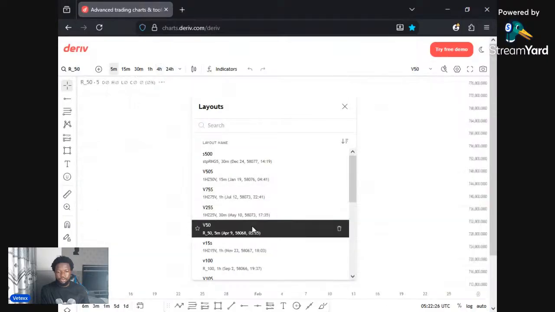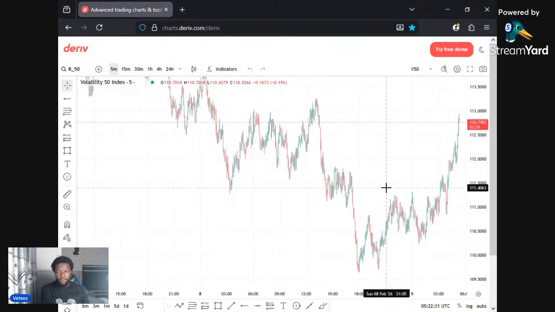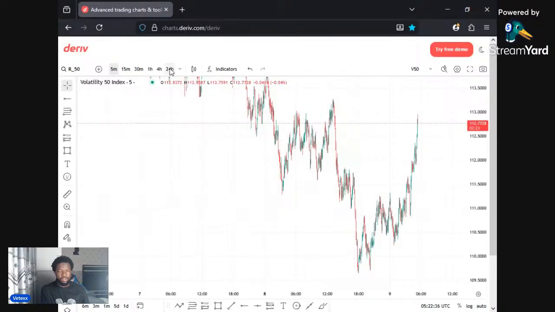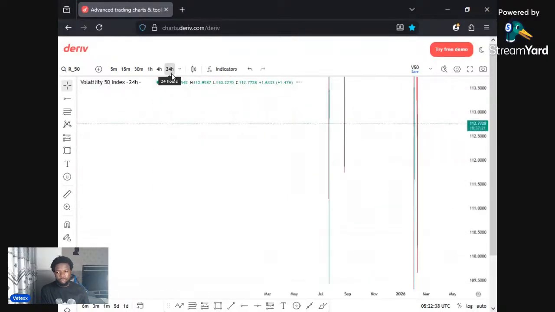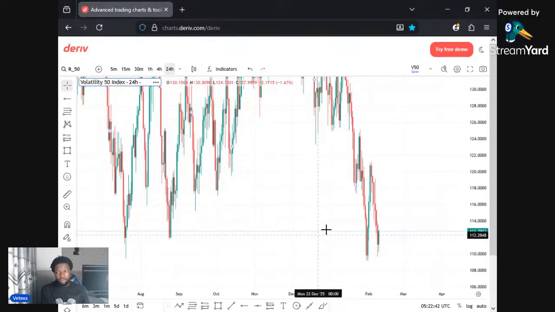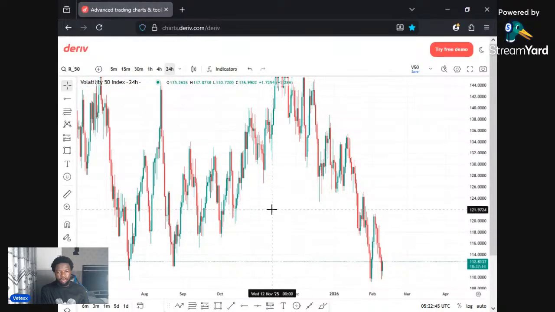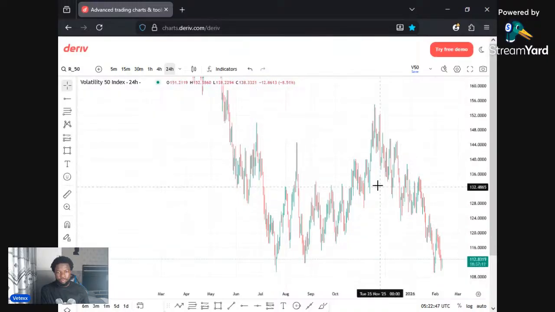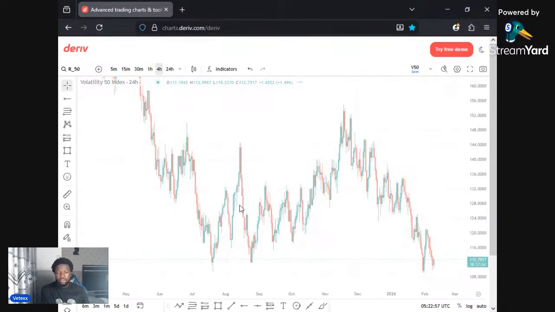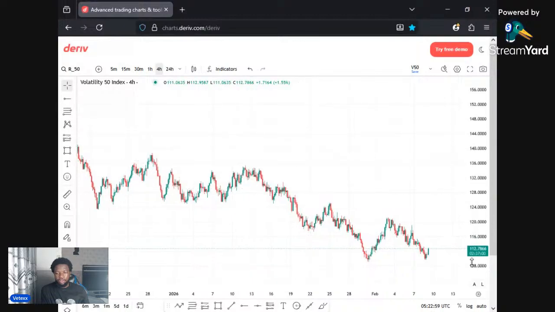So now check what, V50. Let's check V50 index. Starting from the 24-hour time frame, price has smashed the target on 24-hour time frame. So what do we have now? We'll go to the 4-hour time frame and check if we are going to find a continuation on the 4-hour time frame.